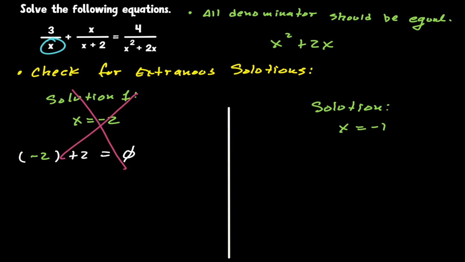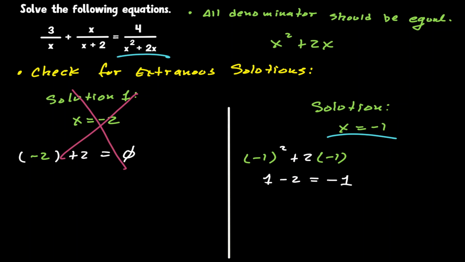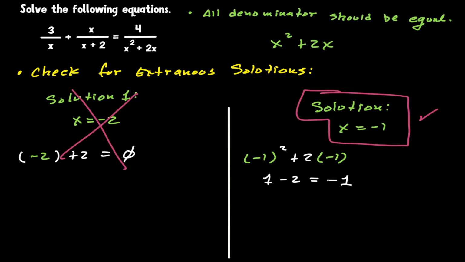So now let's check the value of -1. When we plug it into our first denominator, that's just -1. So that's okay. When we plug it in to the second denominator, that is equivalent to +1. So that's okay. When we plug it in to the third denominator, here we're going to get 1 minus 2, which is equivalent to -1, which is okay. So we are done. The only solution that we will consider is -1 because it did not give us 0 on any denominator of the problem that we were given.